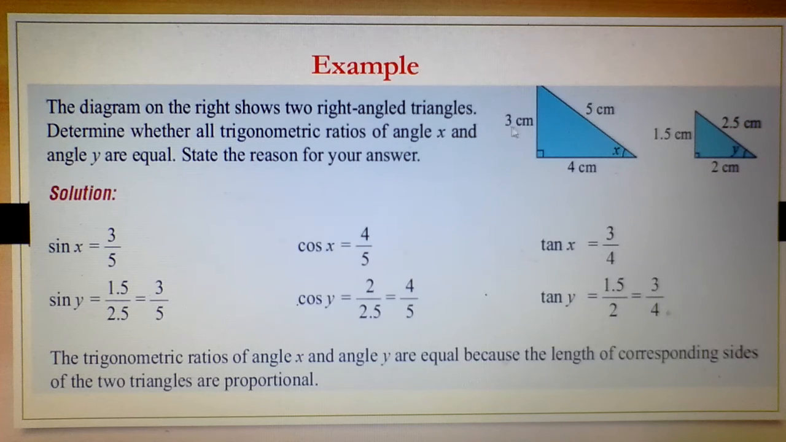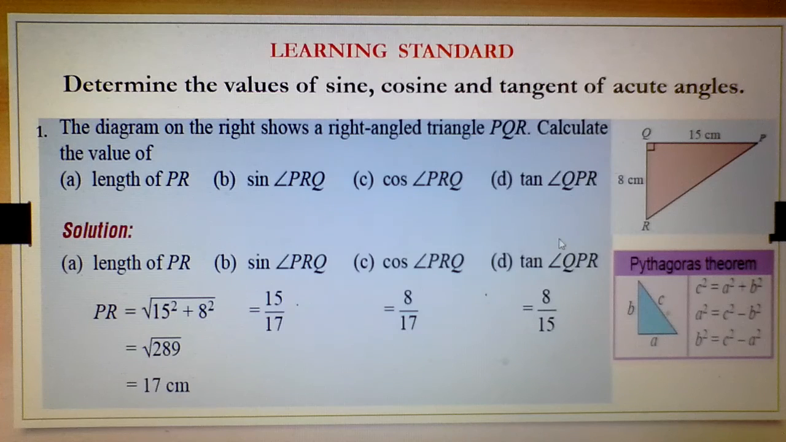Kalau you nak double pun boleh. Contohnya ini times 2, times 2, times 2. So from 6, 8, 10, you also get the same answer. Okay, next. Okay, determine the value of sine, cosine, tangent of acute angles. So from here, we start to solve problems involving trigonometric ratios, sine, cos, and tangent.